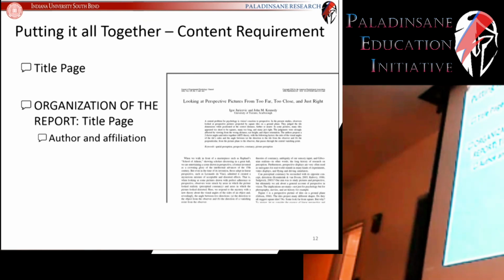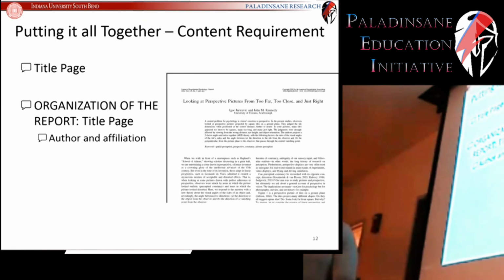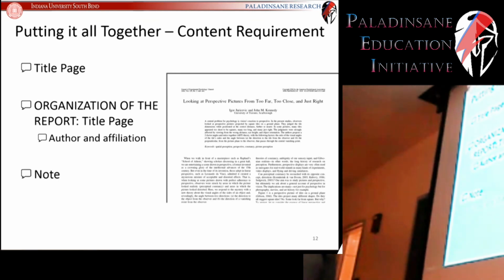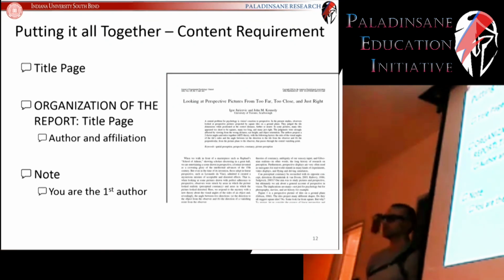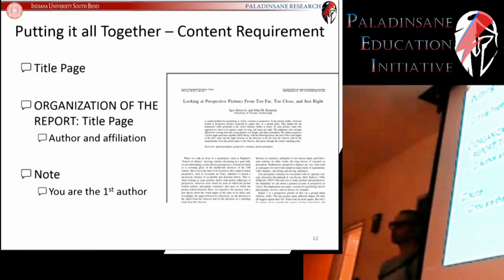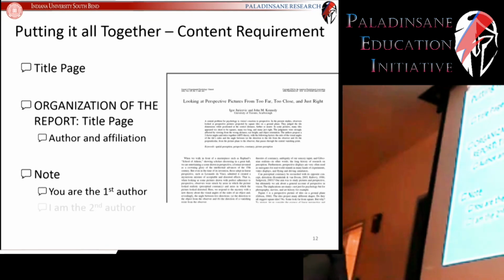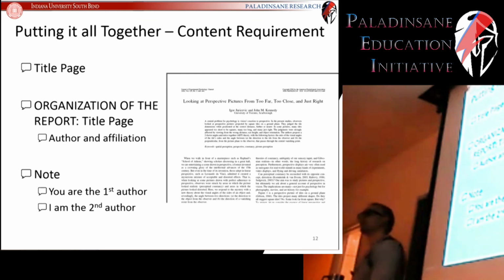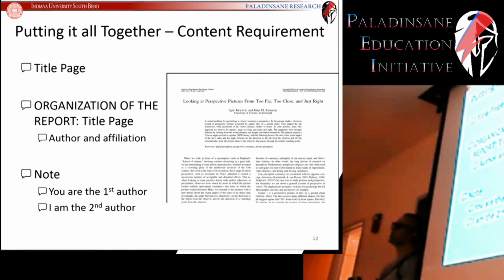On the title page, you are going to need your authors and your affiliation. So the note for this is that you are the first author. On this research paper that you are handing in, you're the first author. You have by far done the most work on the write-up of this paper, so you deserve first authorship. You've earned first authorship. I am going to be the second author on all of your papers because I have made a substantial contribution to this research paper.